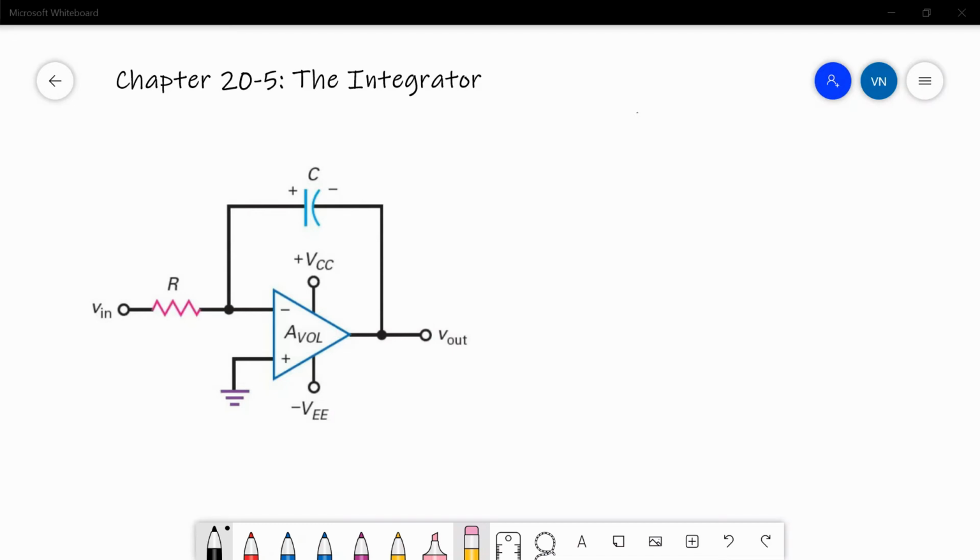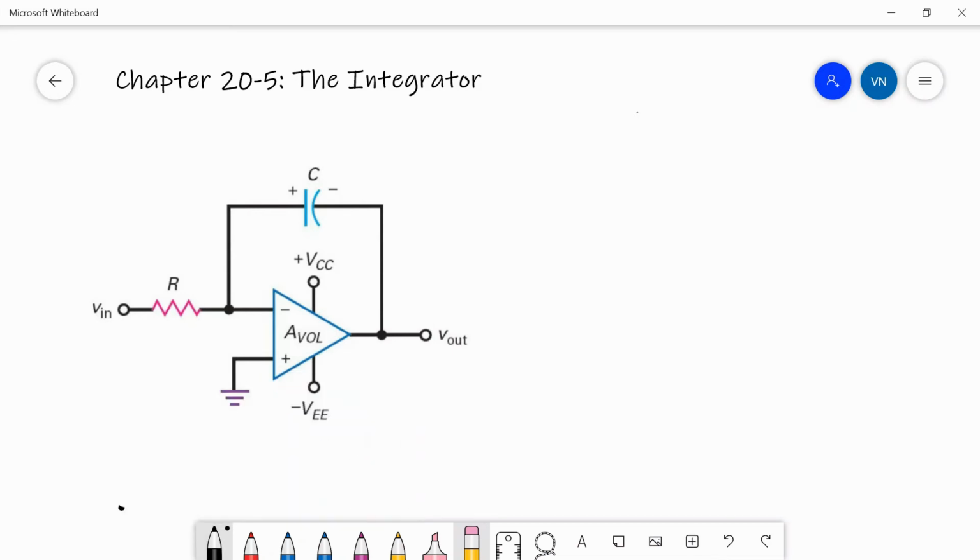So let's say I apply a 50 hertz square wave to this integrator circuit. So 50 hertz, that's 10 milliseconds high and 10 milliseconds low for a total period of 20 milliseconds. And let's say it goes up to +1 volt and down to -1 volt. If I apply that square wave to the input of this integrator, what should I get on the output?